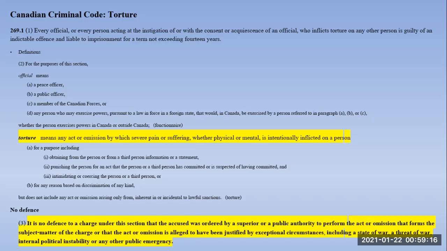There is no defense. It is no defense to a charge under this section that the accused was ordered by a superior or a public authority to perform the act or omission that forms the subject matter of the charge, or that the act or omission is alleged to have been justified by exceptional circumstances, including a state of war, a threat of war, internal political instability, or any other public emergency.